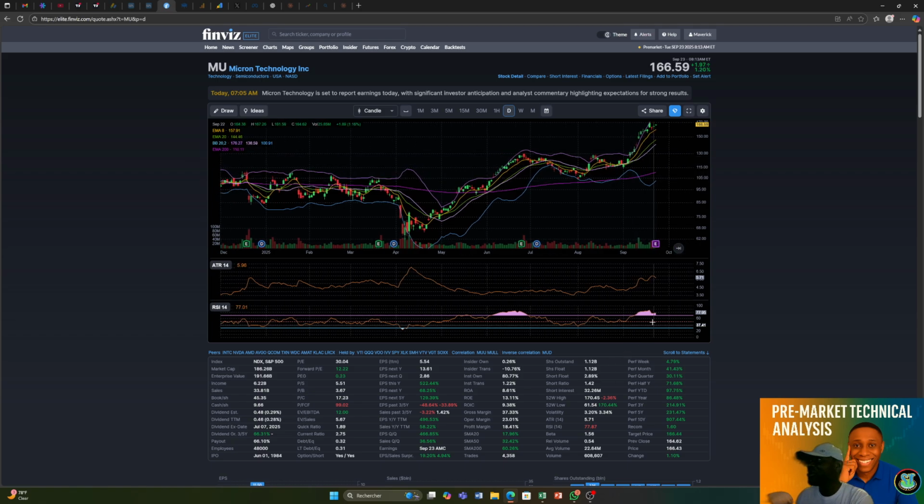But one thing on here, where's the RSI? Okay, the RSI is currently at 77. Isn't that an overbought condition? I leave it at that, because the ATR has really been ramping up. Interesting to see on Wednesday morning where Micron, MU, will be trading.